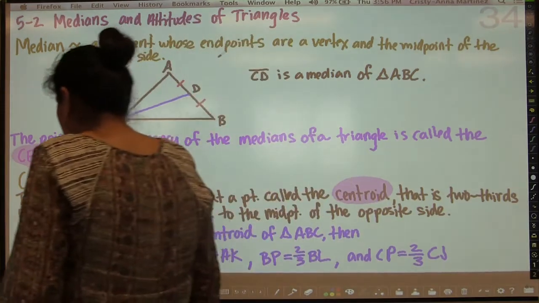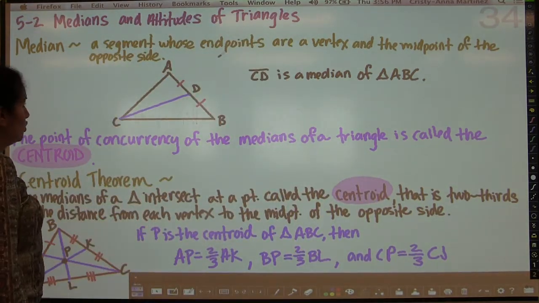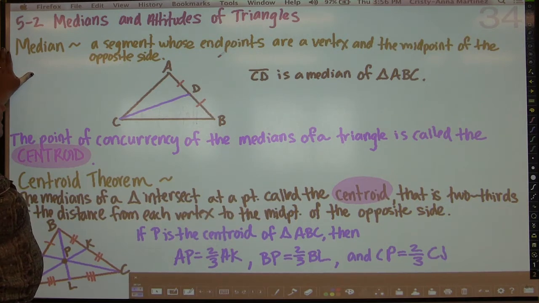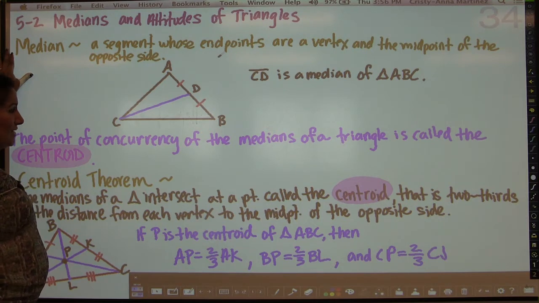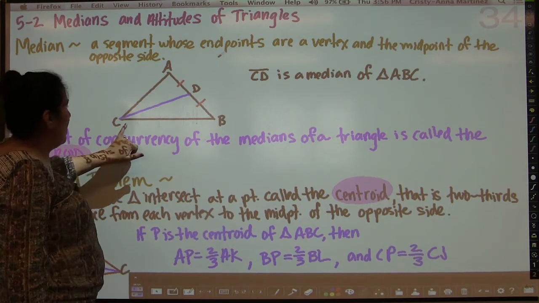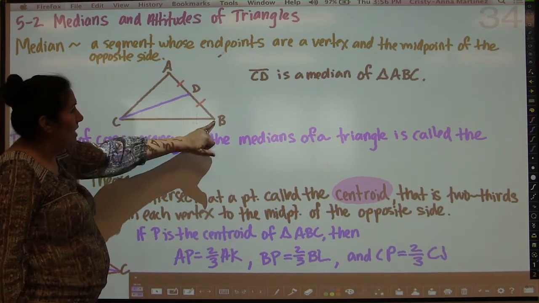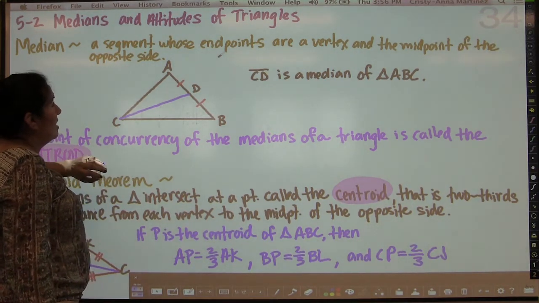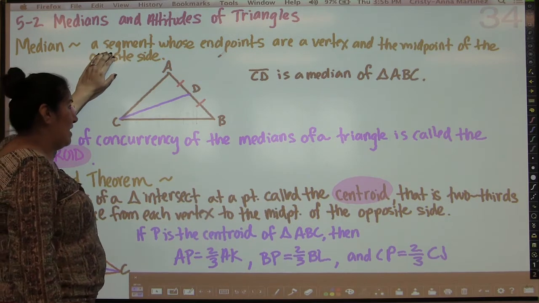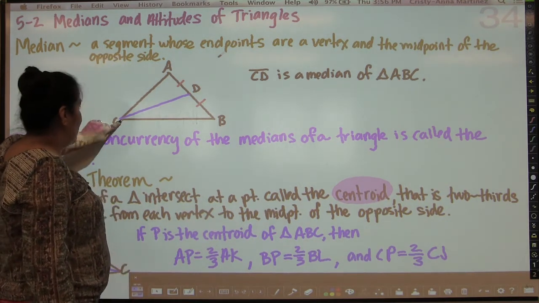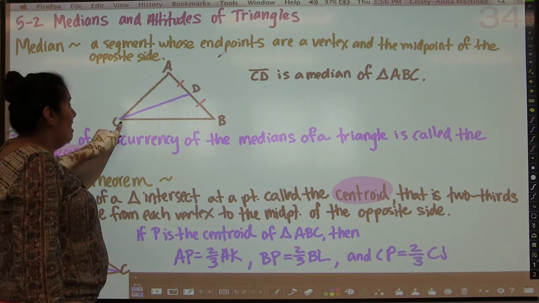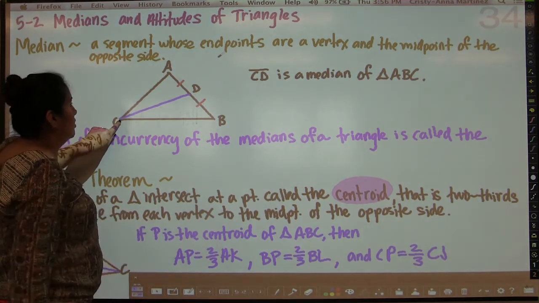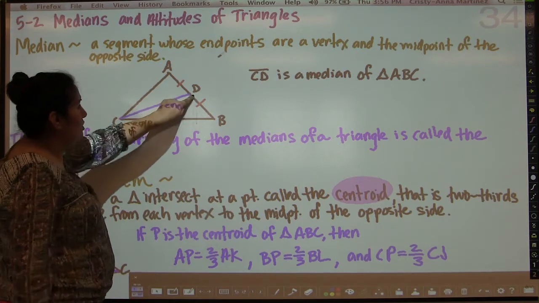First and foremost, we need to make sure that we define what a median actually is. A median of a triangle, not to be confused with a mid-segment. If you recall, a mid-segment connects two midpoints to each other. So in this case, D is the midpoint of AB, but C is not the midpoint of any of the segments, so you're not connecting midpoints. But it is a segment, and the endpoints of this segment are a vertex, so you'll see here we're using vertex C, and then the midpoint of the opposite side, so you would go to point D, and that's what we'll refer to as the median.